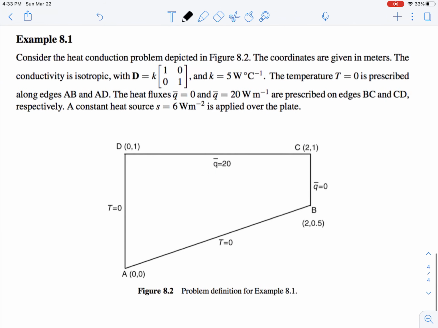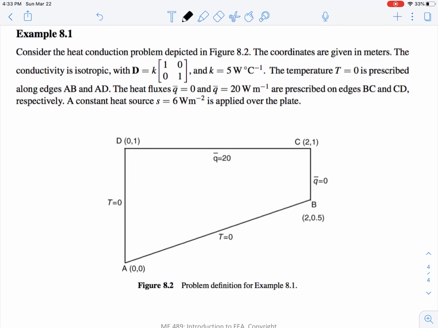So let's do one example. We're gonna do example 8.1 from the book. We have a domain that has two flux boundary conditions. So you can see that the top part of the domain has a boundary condition of a flux of 20, and then the other one has a flux of 0, and then essential boundary conditions on this edge and this edge. So first we're gonna discretize this into the nodes and the elements.